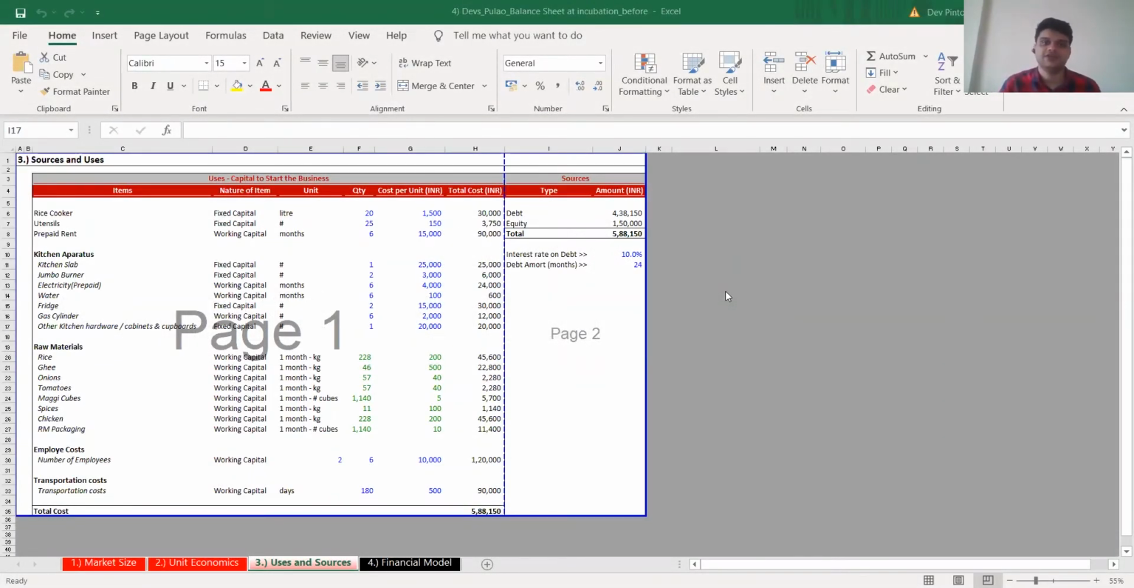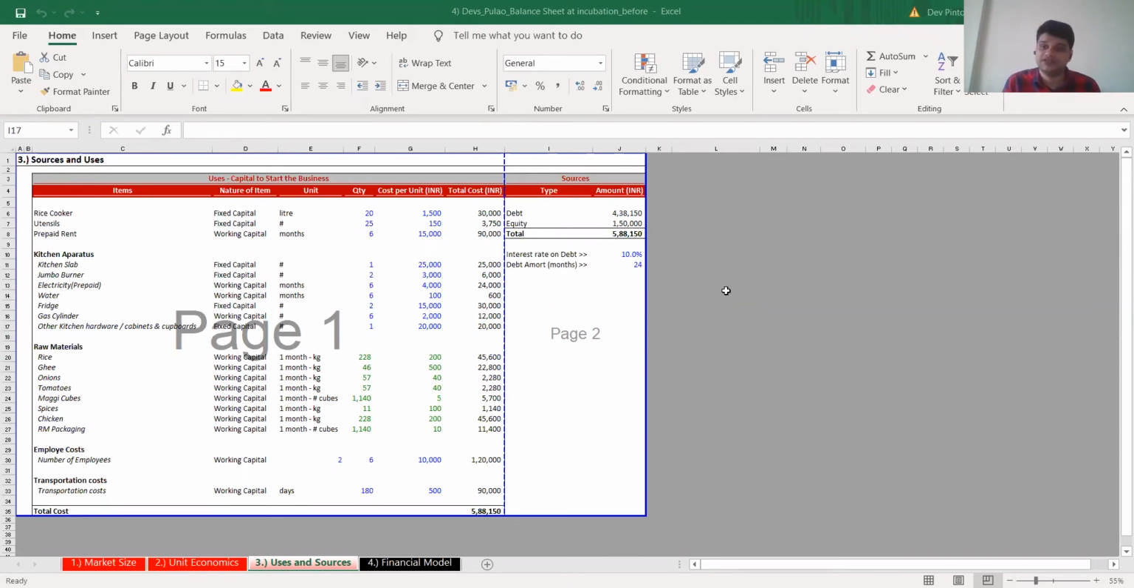So in the previous video, we covered sources and uses of cash and what that means, right? So basically you calculate the amount of money or capital that's required upfront to start this business and how you're going to raise that capital, right? Through a combination of debt and equity.